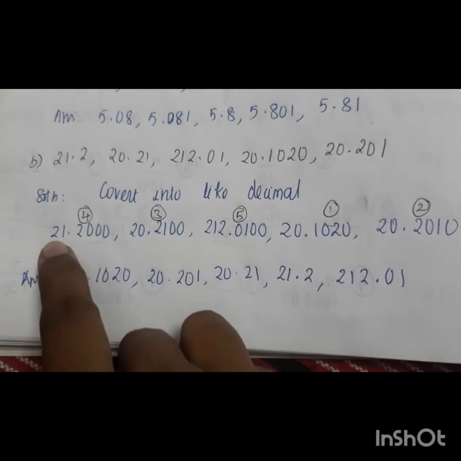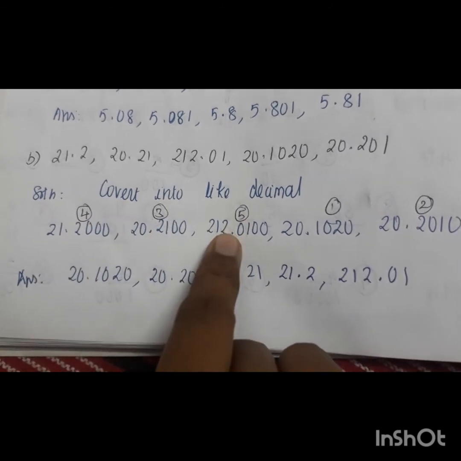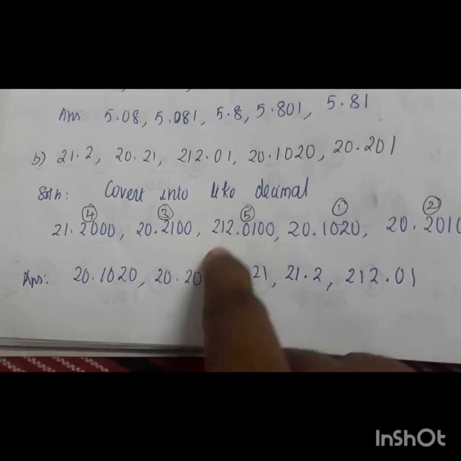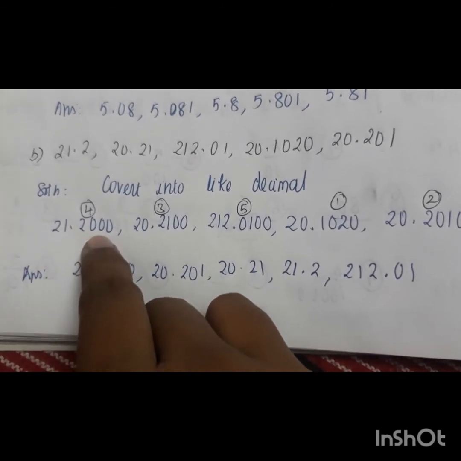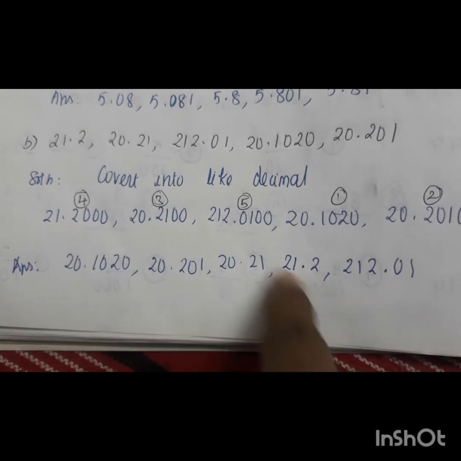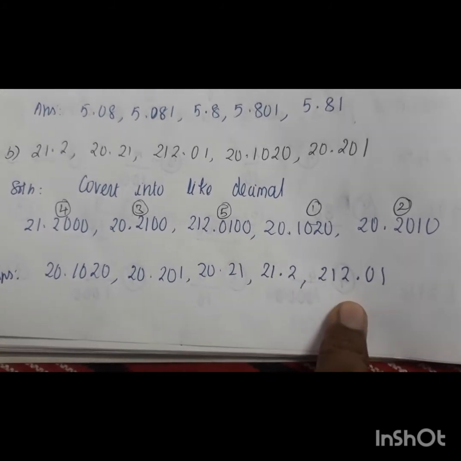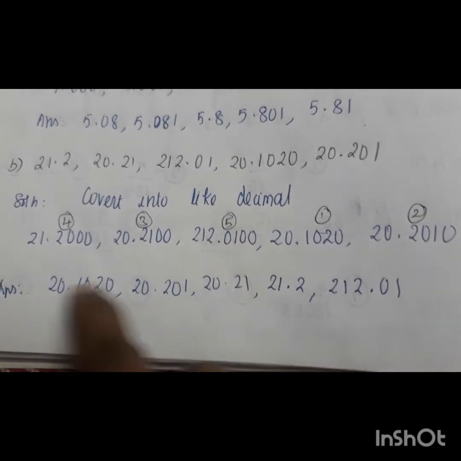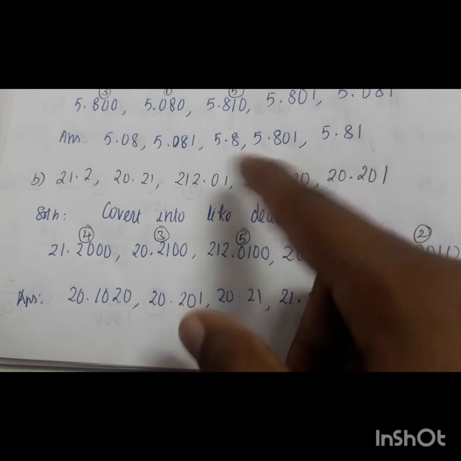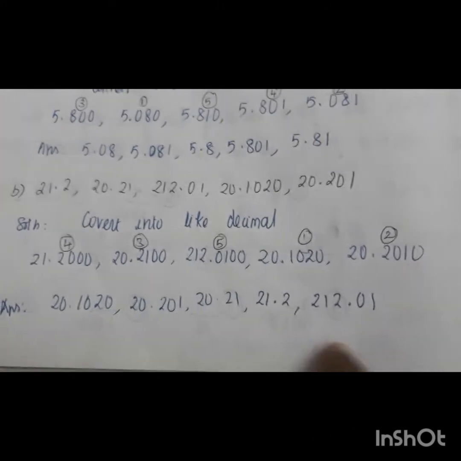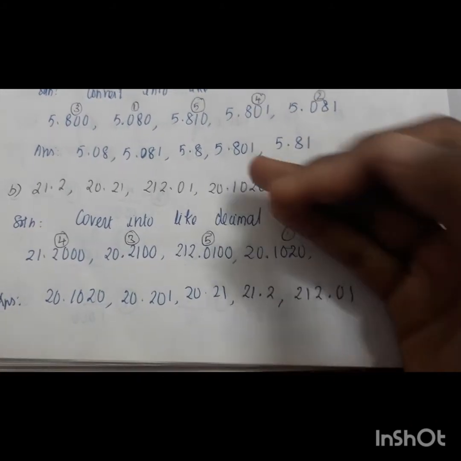Then here 21.2000, here 212. When you compare 21 and 212, the number with more digits in the integral part will be the biggest one. If it is small, that will be the lesser one. So 21.2000 will come as the fourth. Then at last 212.0100 will be the biggest one. Okay, so when you write the answer, you can just write it as given in the question. You need not give the answer in like decimals. You can take your answer from the question.